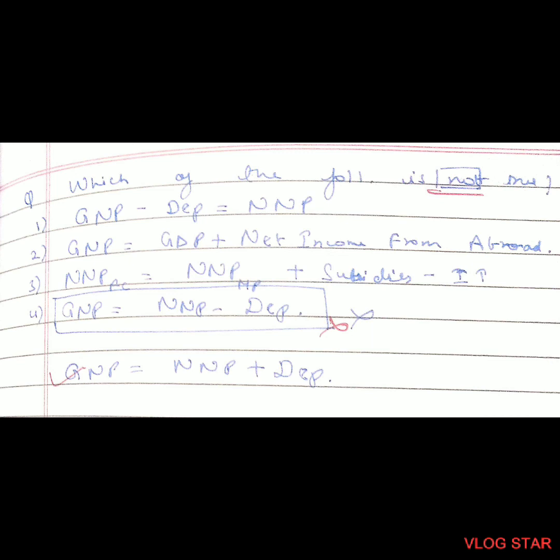Third is also correct. Why? We read FC is equal to MP minus NIT, and since we know NIT is equal to IT minus subsidies, so the formula would become net national product at factor cost is equal to net national product at market cost plus subsidies minus IT. The fourth one is not correct. Why? Because we read the formula net is equal to gross minus depreciation. So gross would be net plus depreciation, whereas here it is given as NNP minus depreciation, which is not correct.